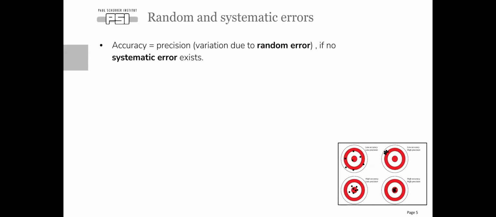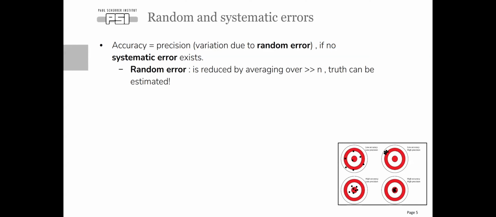So as I said before, if we have one case where accuracy equals our precision, this is only valid if our uncertainties or errors are only random. So if no systematic errors exist. So this means that, as Graeme said before, if we average over several measurements, this error is reduced and we can actually estimate the truth. This means that data are isomorphous.